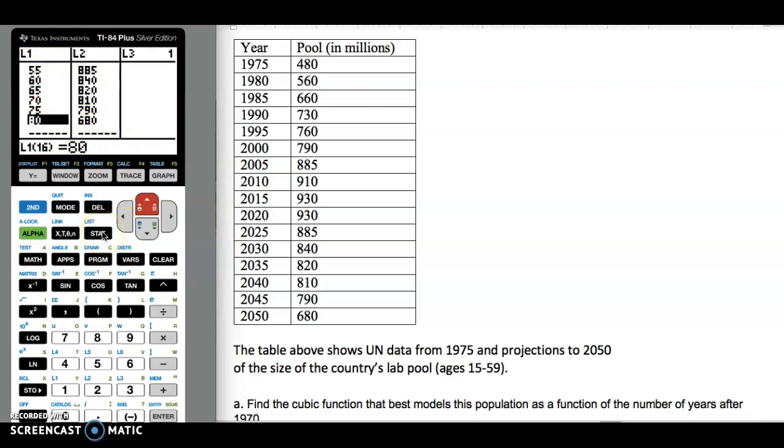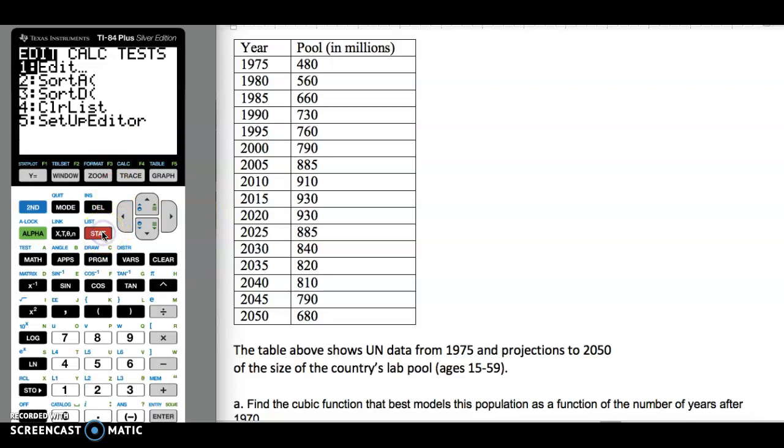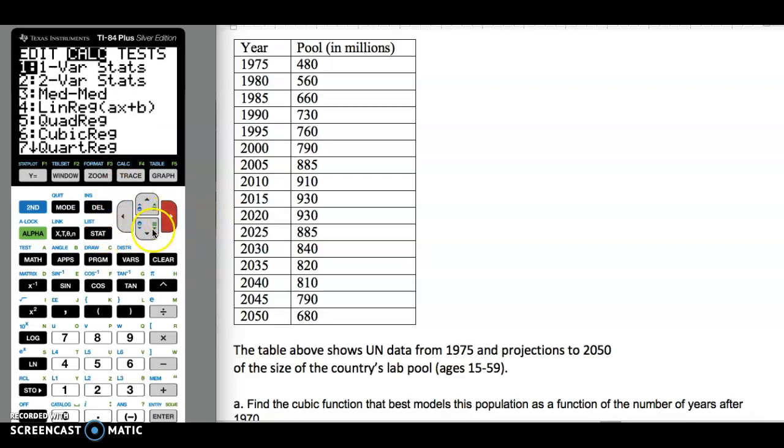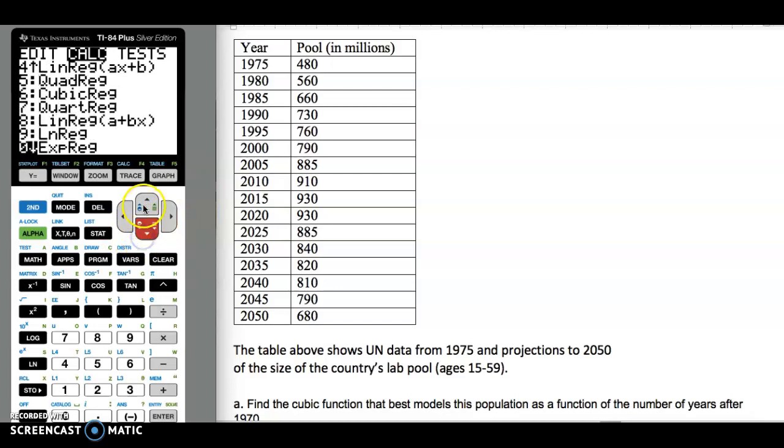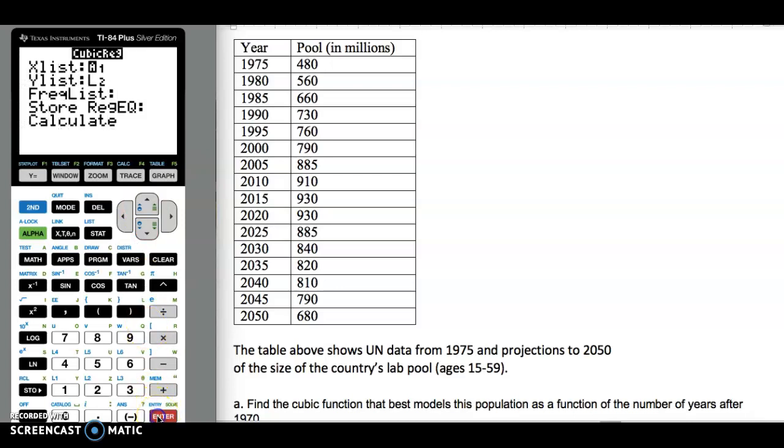And so to get your cubic model, you go to the Stat button, right arrow over to Calculate, and go down to Cubic. Option 6, Cubic Regression. Press Enter. And it's going to have List 1, List 2, Frequency List, and Store Regression EQ. You leave these alone. That's why I said it's always easiest to use List 1 and List 2. You don't ever have to change these.